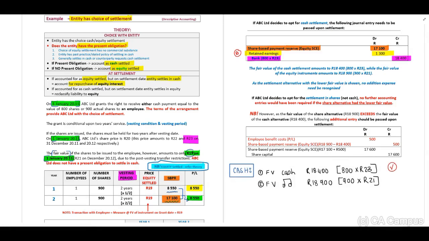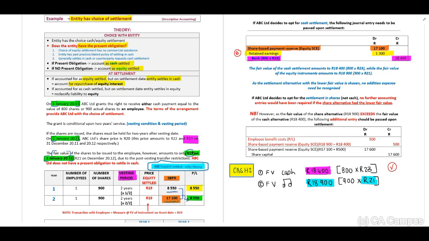ABC decided to opt for our cash settlement. Now, the fair value of our cash settlement on this date will be the 18,400, which is our 800 shares times 23 Rand. Now, when we compare this to the fair value of our equity, its fair value at that date would have been 18,900, because this is our 900 shares times the 21 Rand.